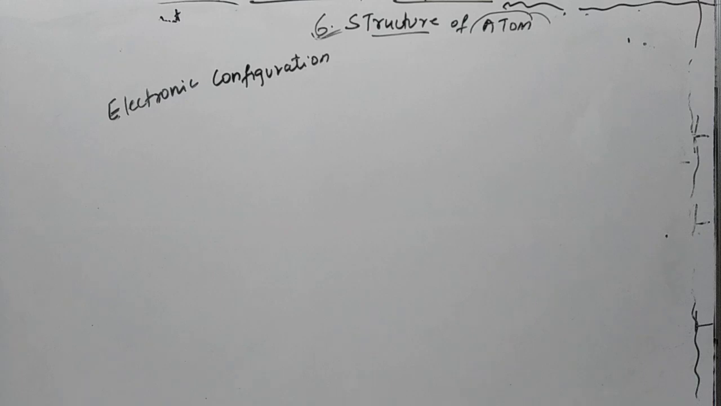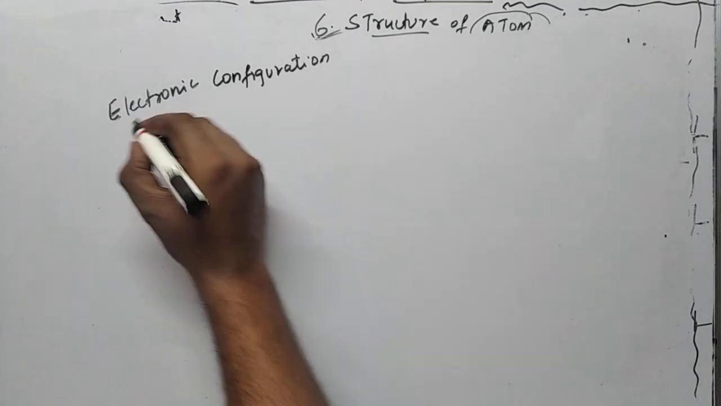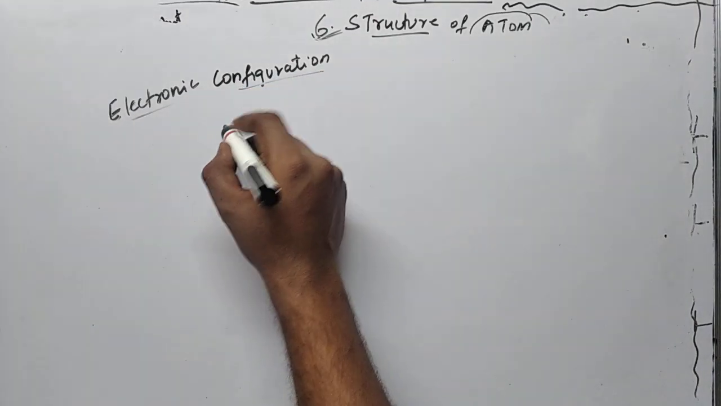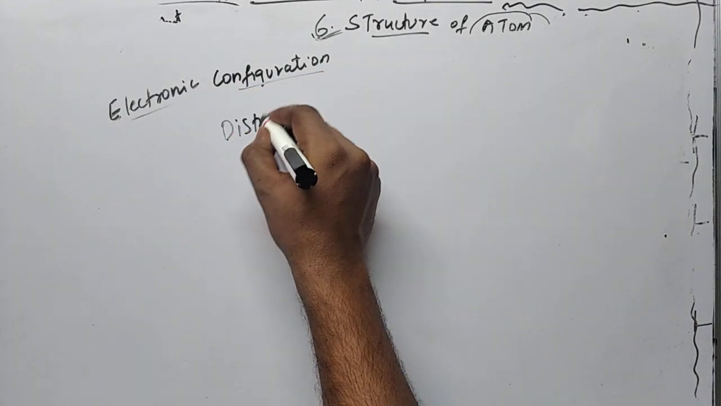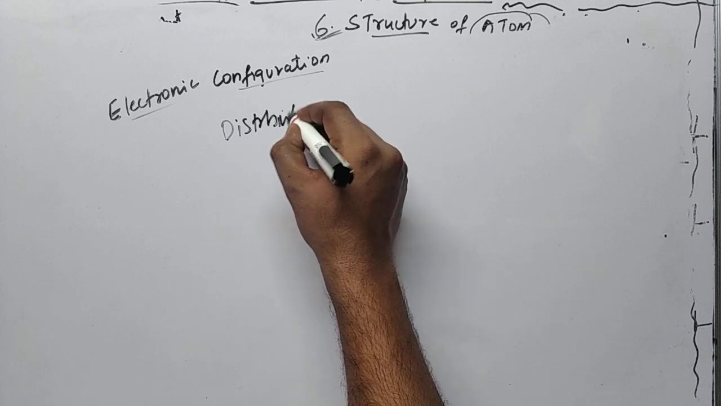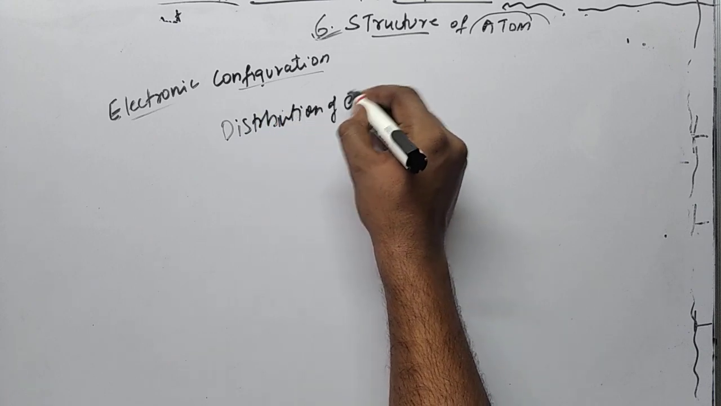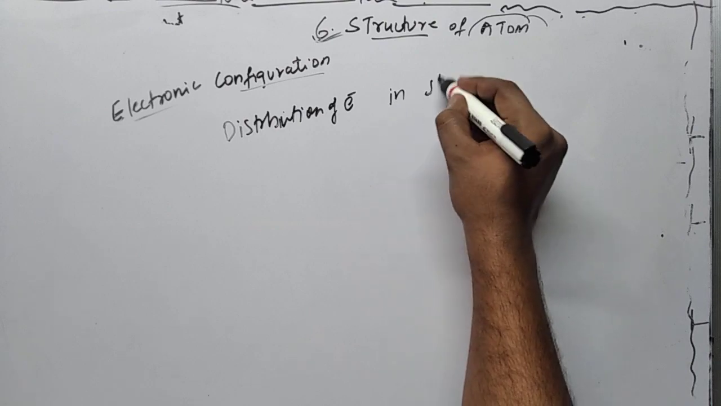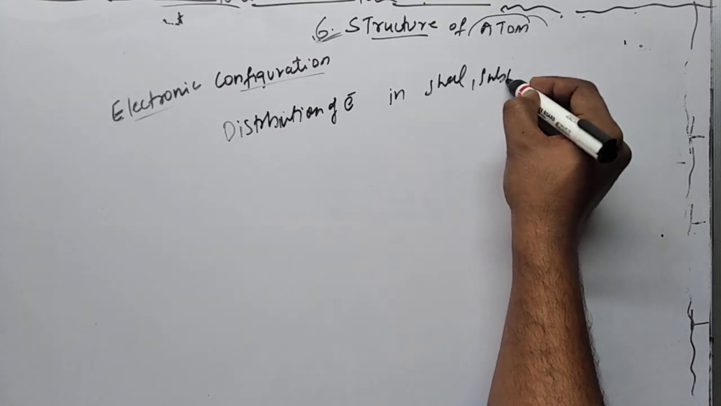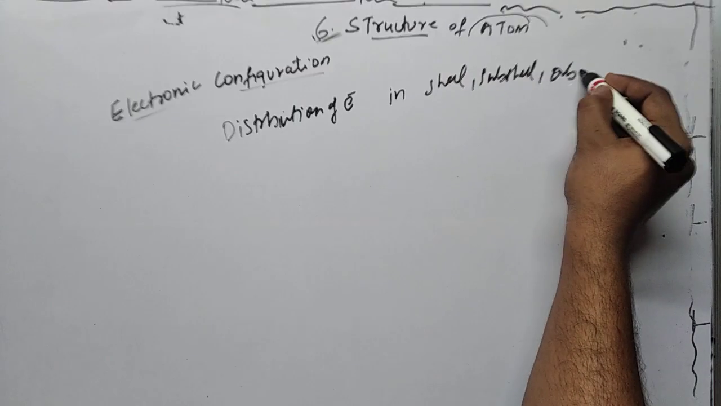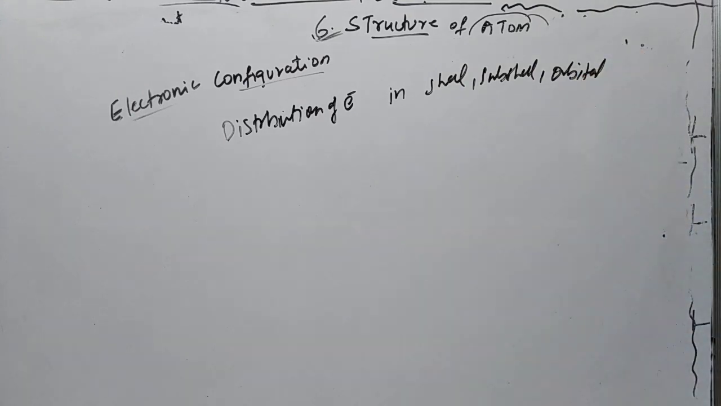Next we have electronic configuration. Electronic configuration is nothing but the distribution of electrons in shells, subshells and orbitals. The distribution of electrons in various atomic orbitals explains the electronic behavior, which is nothing but the electronic configuration.